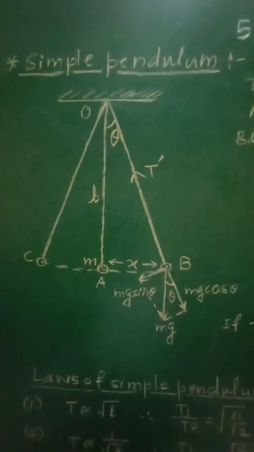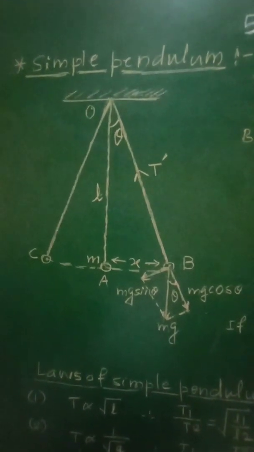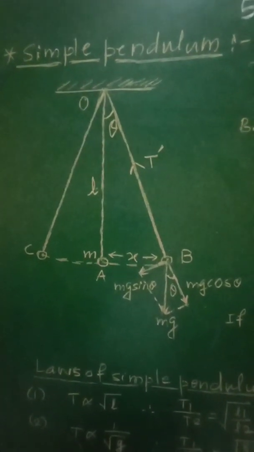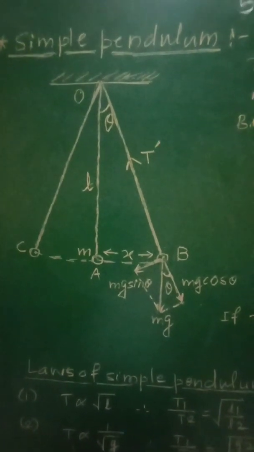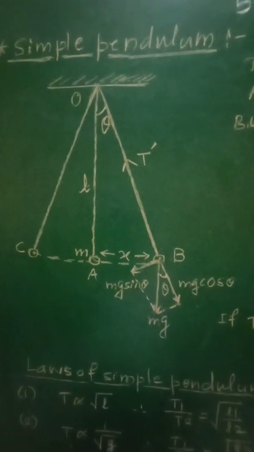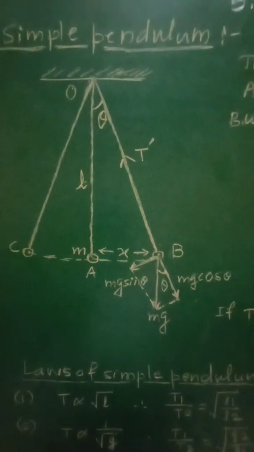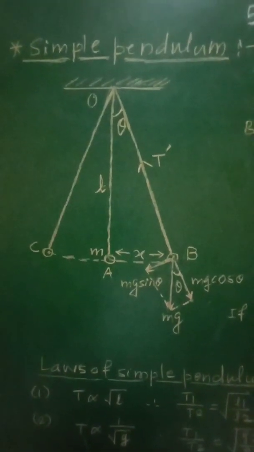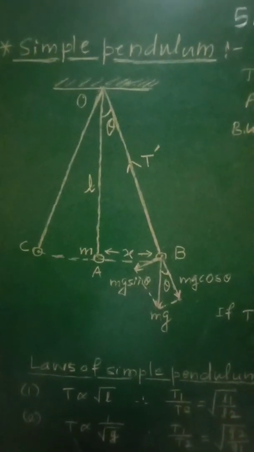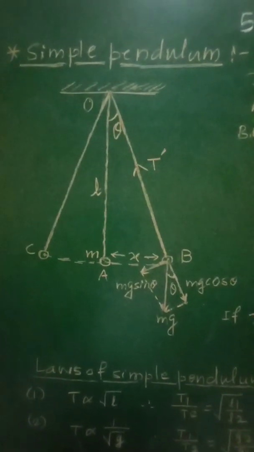So an ideal simple pendulum is a small heavy particle suspended by means of a massless, inextensible and flexible string from a rigid support. But we know that a massless string as well as a small heavy particle will not exist, and therefore the practical simple pendulum is a small heavy sphere called a bob suspended by means of a light and inextensible string from a rigid support.